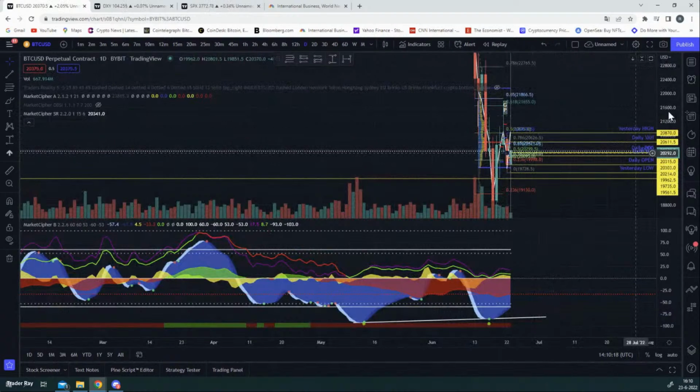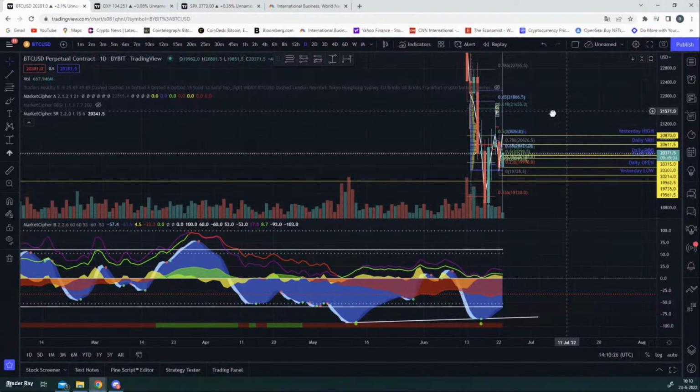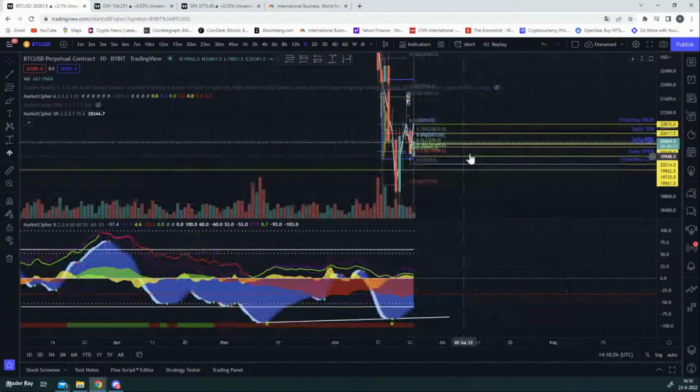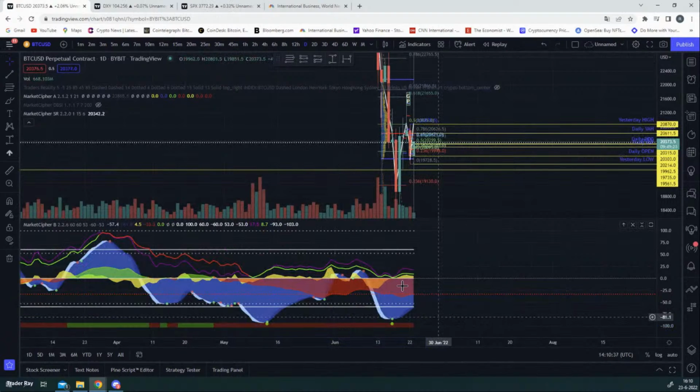Don't let it fool you, because I definitely think we are going to at some point visit that 18K again. Could be next week, could be in a month from now. The price probably wants to trap as many people as it can before it dumps lower again, but a little bit of relief rally would make sense from this point on. And we have this bullish divergence on the weekly, on the daily, so that looks good.